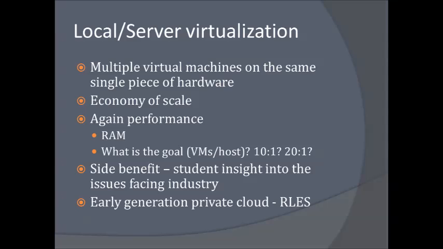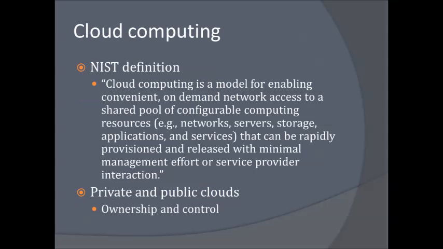In the design parameters, we start to think about our scaling goals. Do you want to run 10 virtual machines or 20 virtual machines per host or per physical box? Server virtualization is also what we used to build our early generation private cloud. We call that RLIS. I'll talk a little bit more about that here in a second. Before I go on, one thing that's important to realize is that as the number of virtual machines on a particular box goes up, the amount of RAM and storage needed for that particular machine will also go up.